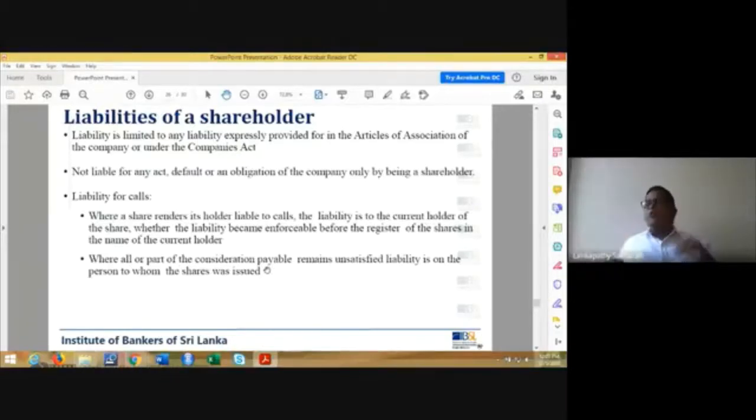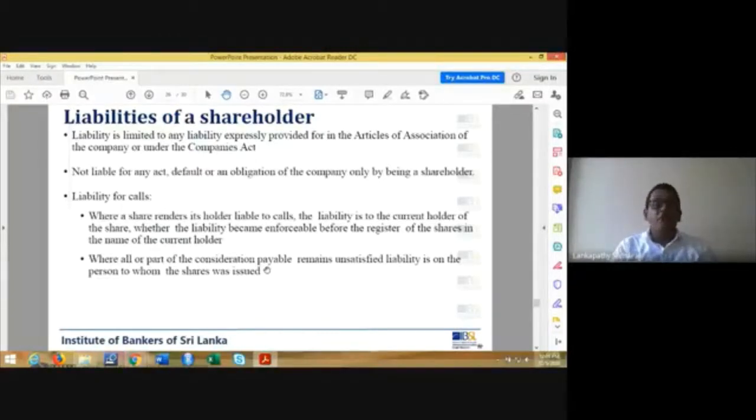Of course, if the shareholder becomes the director and all, sometimes he may become liable. But only as a shareholder, if the company defaults or is doing some wrongful things, in those circumstances the normal shareholder will not be liable for that act.